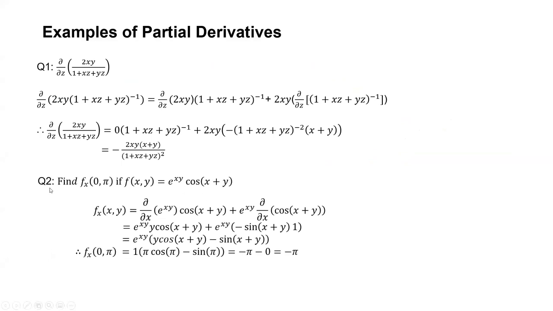Okay, the second question is this. We can first calculate partial f with respect to s. All the same, we use the two rules and get the final answer. And then we let s equal zero and y equal pi, and we substitute into this result, and we can get the final solution here. Minus pi.